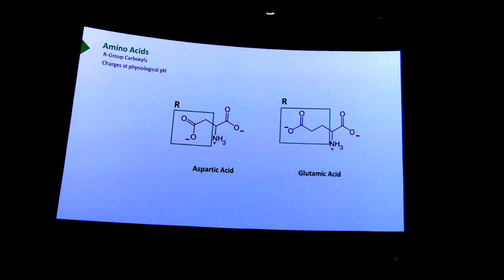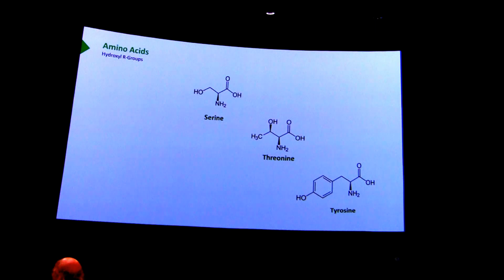What's the charge on the aspartic acid at physiological pH? -1, right? Add all the charges up. Same thing for glutamic acid. Here are three amino acids that have hydroxyls in their side chain. They don't ionize with the exception of tyrosine. Serine and threonine don't effectively ionize at all for any practical purpose.